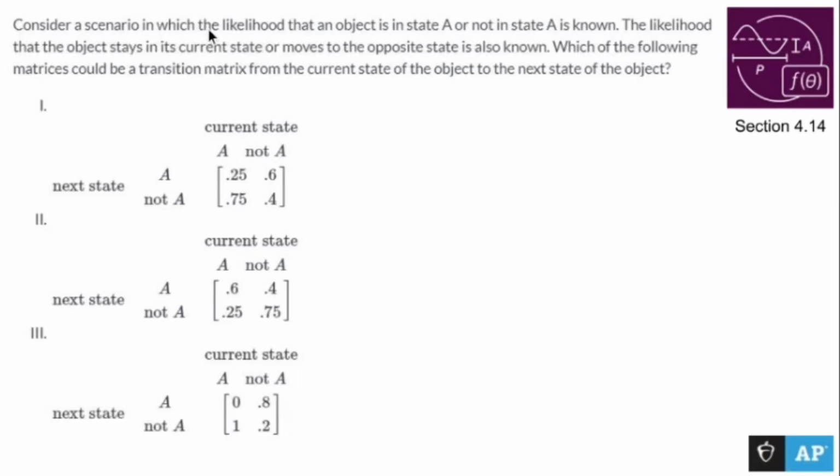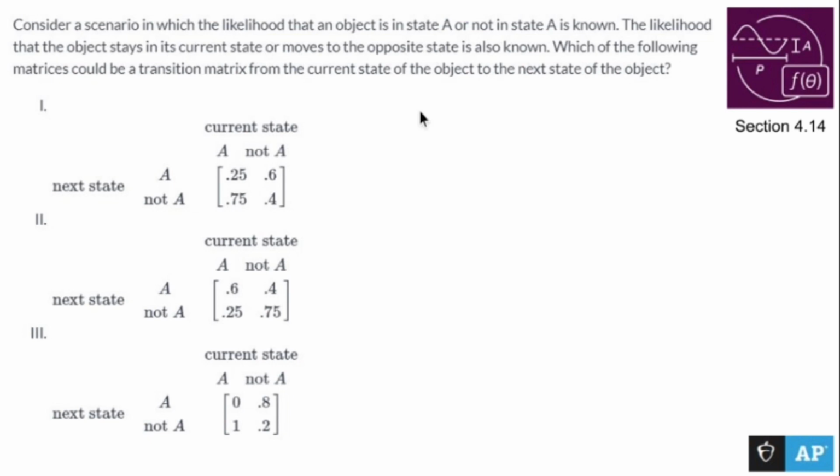Consider a scenario in which the likelihood that an object is in state A or not in state A is known. So I guess state, I don't know, state of the union? The likelihood that the object stays in its current state or moves to the opposite state is also known. Which of the following matrices could be a transition matrix from the current state of the object to the next state of the object?